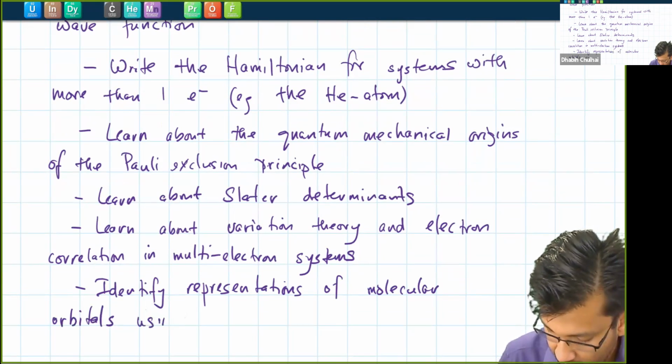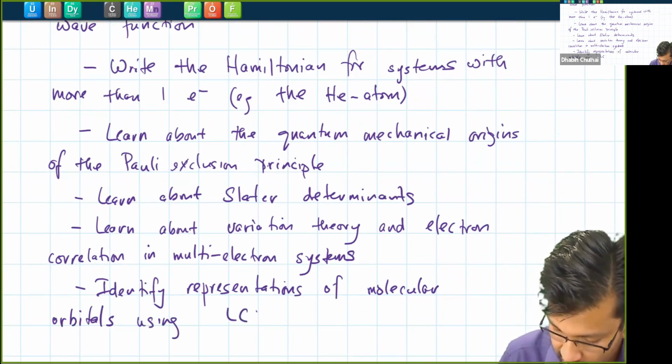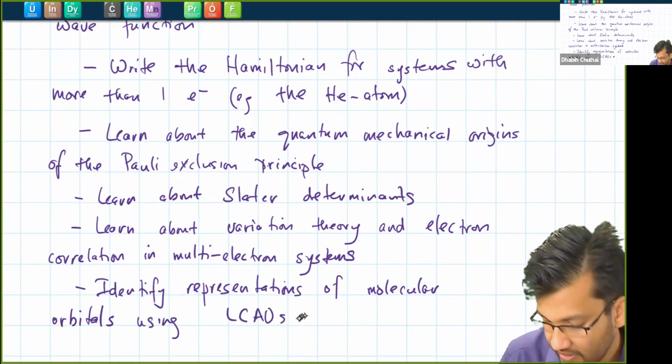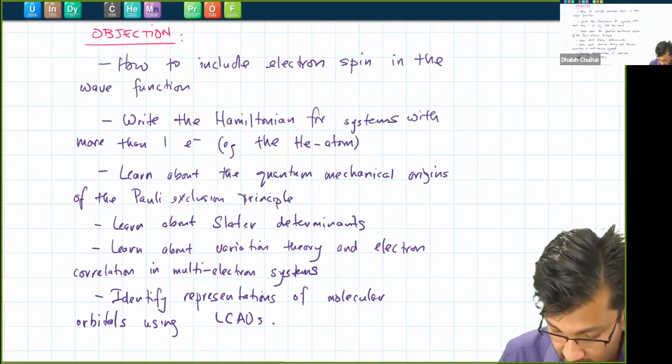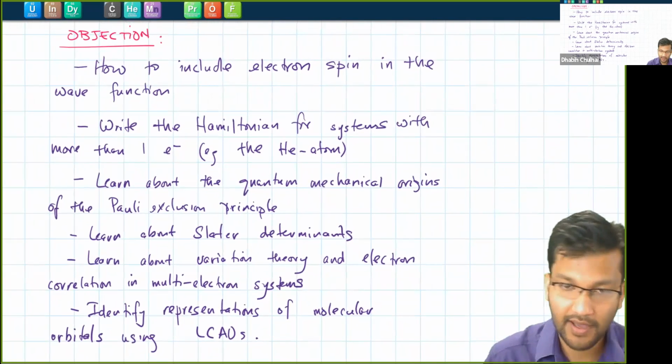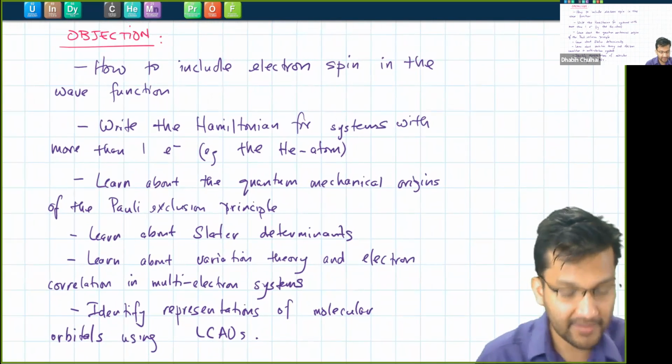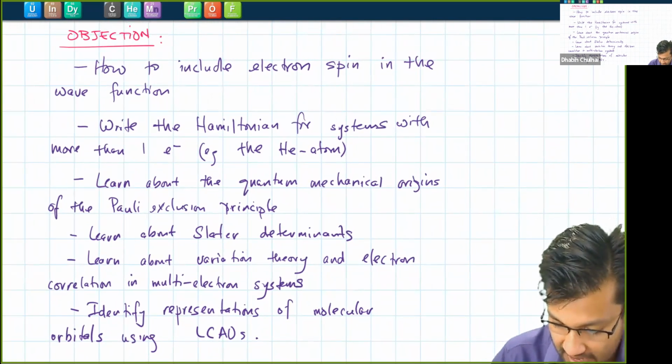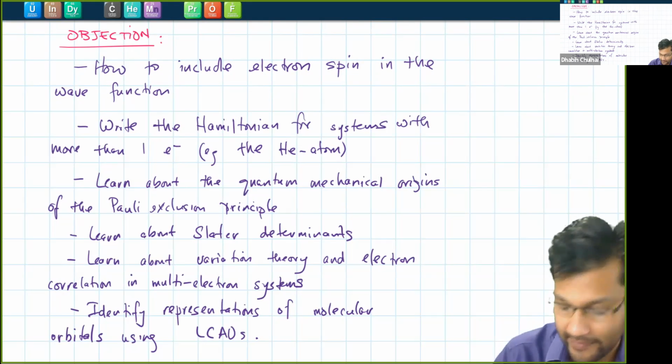Using a method we're going to call linear combination of atomic orbitals, for now just LCAOs. So that's what we're going to try to do this chapter. Anything else beyond that? Probably not going to focus on that right now.